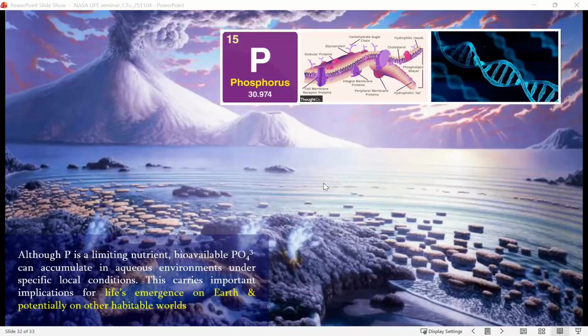Thinking more broadly, phosphorus is a fundamental component of cell membranes, genetic material, and cellular energy transfer. So phosphorus is central to the origin and evolution of life. However, in most modern environments, phosphorus is a limiting nutrient. Our results suggest that under specific local conditions, bioavailable phosphate can accumulate in aqueous environments. This has important implications for life's emergence on Earth and potentially on other habitable worlds.